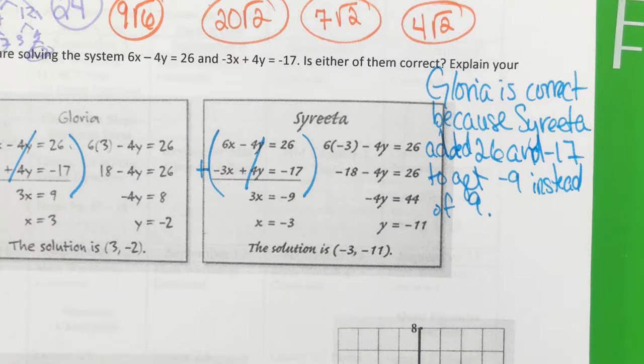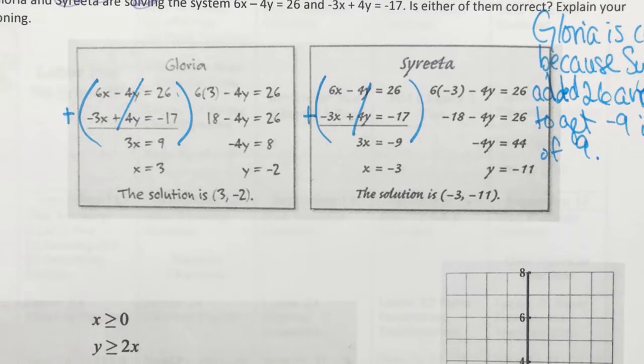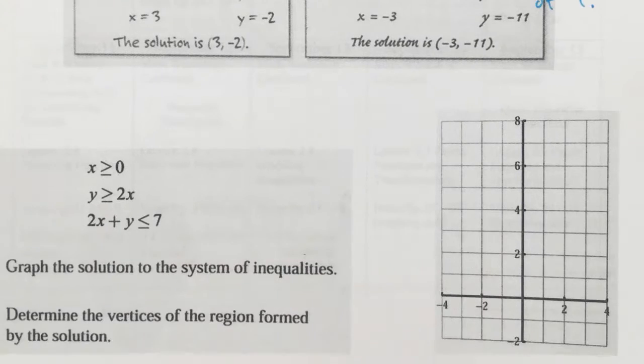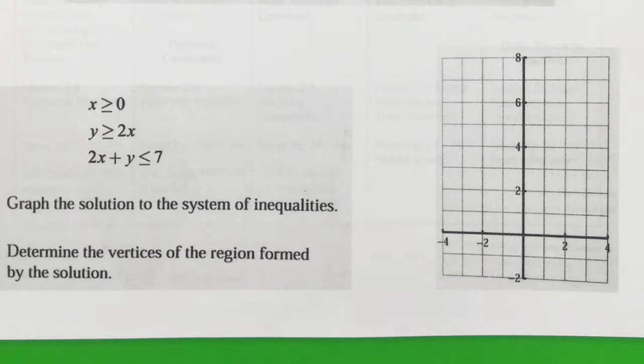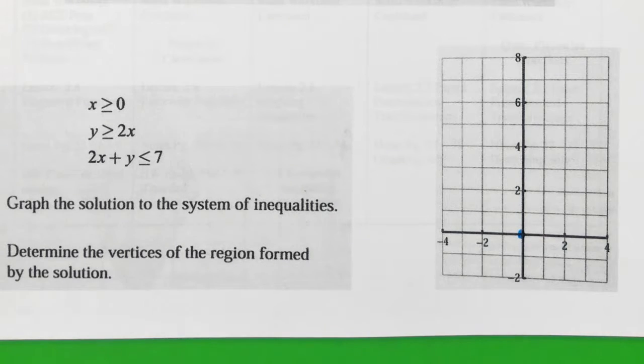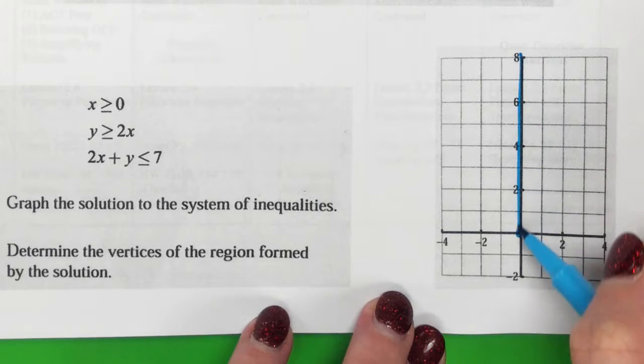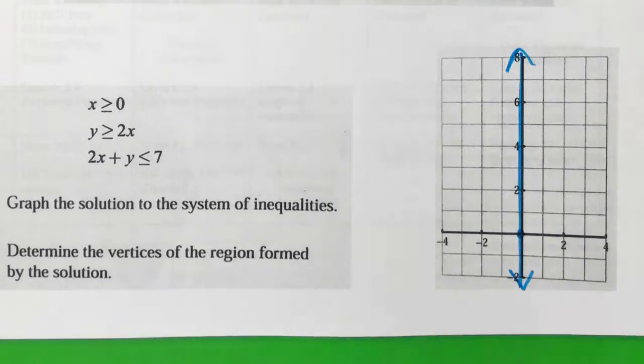Alrighty. Well then, what about number 14? Number 14. Okay, so you got x greater than 0. Guys, how do I graph x at 0? I put a dot where? Here. On 0. And then, what do I do from there? Make a line. What kind of line? A vertical. There you go. A vertical line. Perfect.